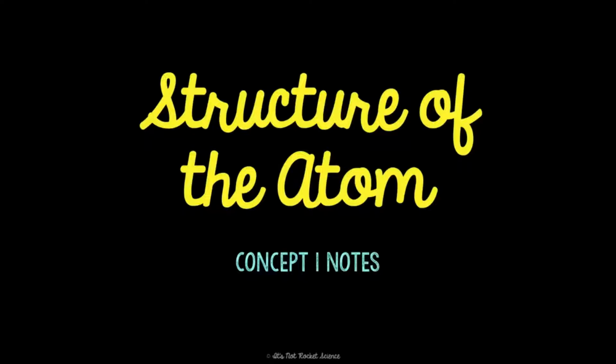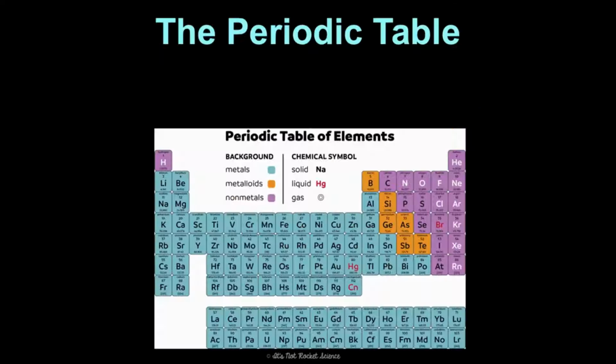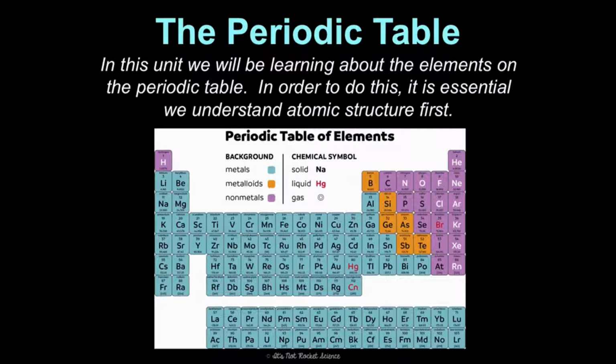And we are going to be starting with concept 1 notes on the structure of the atom. Now, a lot of this unit is going to be about the periodic table, but in order to understand the periodic table, we have to understand atomic structure because both of these go hand in hand. So that's what we're going to start with.